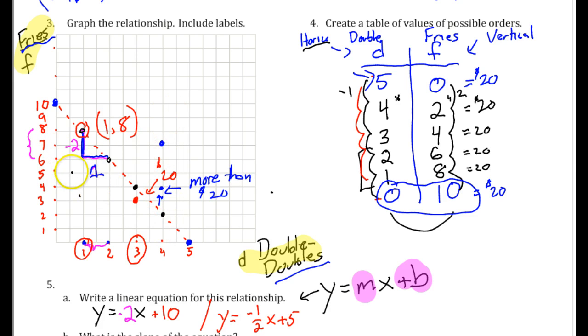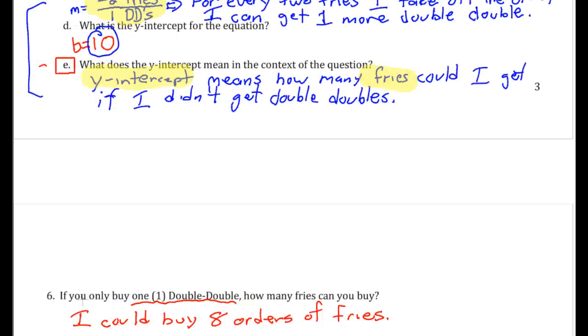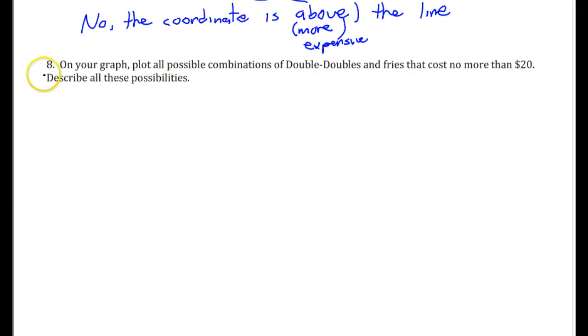And of course, the last question is, well, assuming you could spend $20, not exactly, but anything less than $20. Let's say if you want 1 burger, 1 fry. They want you to graph all the possibilities of double doubles and fries. What are they? That cost $20 or less.